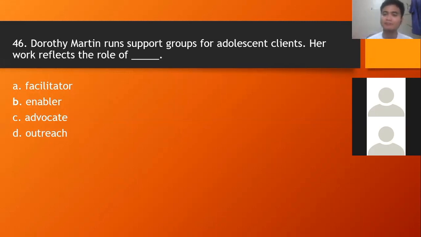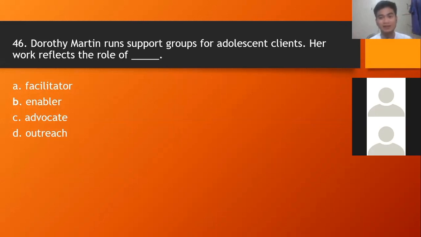You enable them to become empowered later on. Facilitator, dito possible siya na answer. But ang nature kasi ng grupo is a support group. They are there to support each other. Ang role na pinoportray mo dito is enabler, kasi yung support group naman, by itself, is a facilitating group itself.